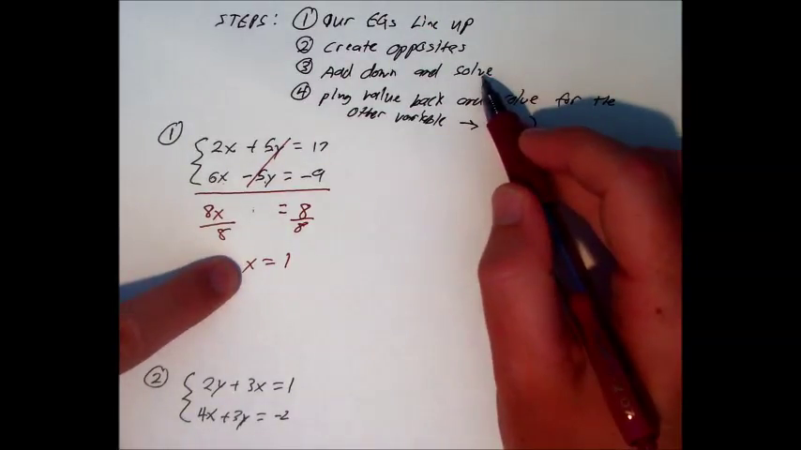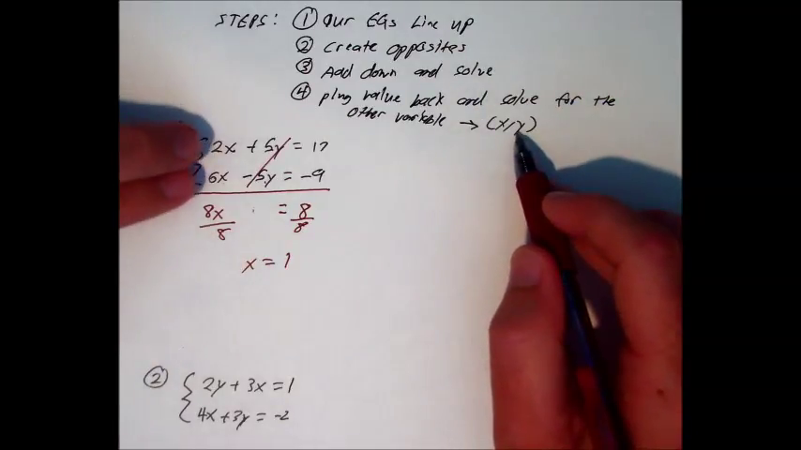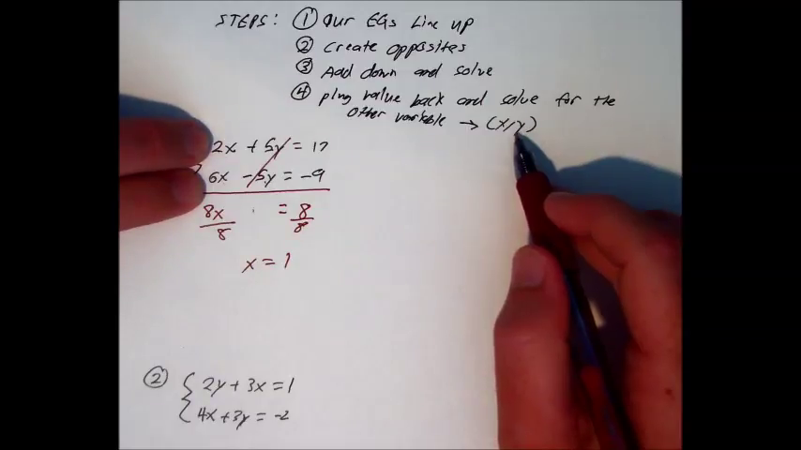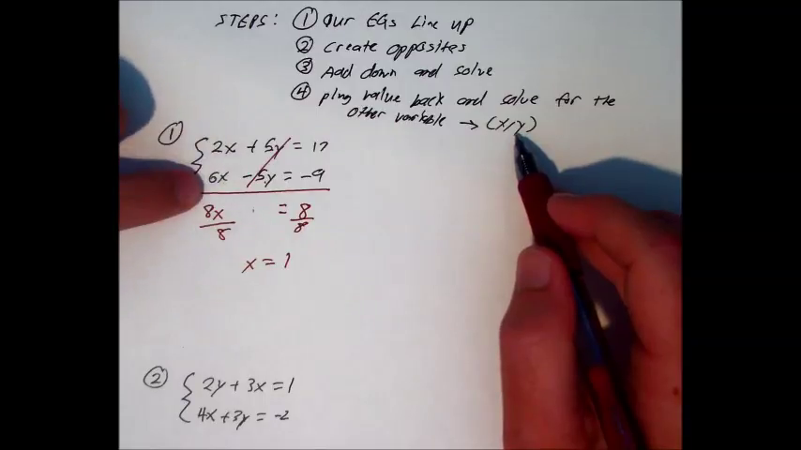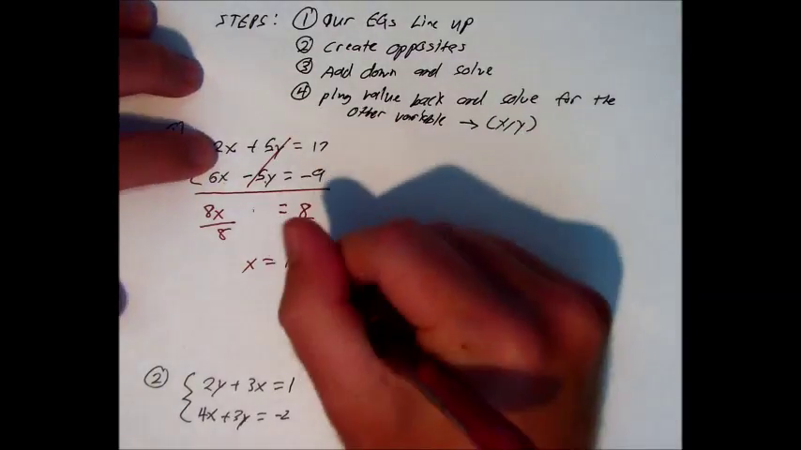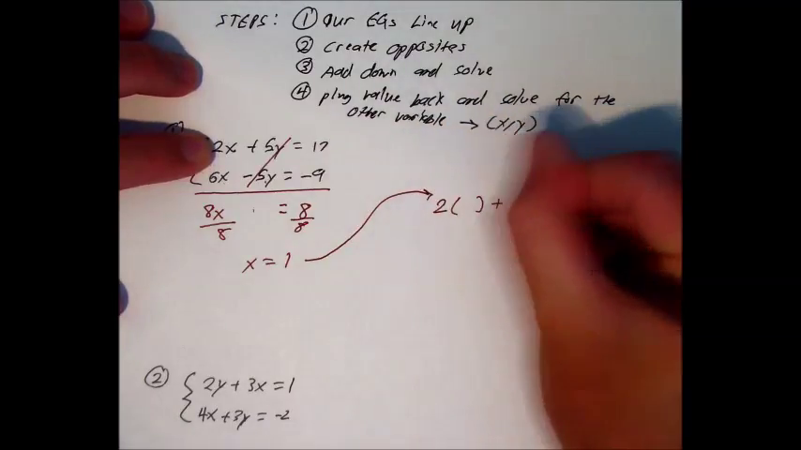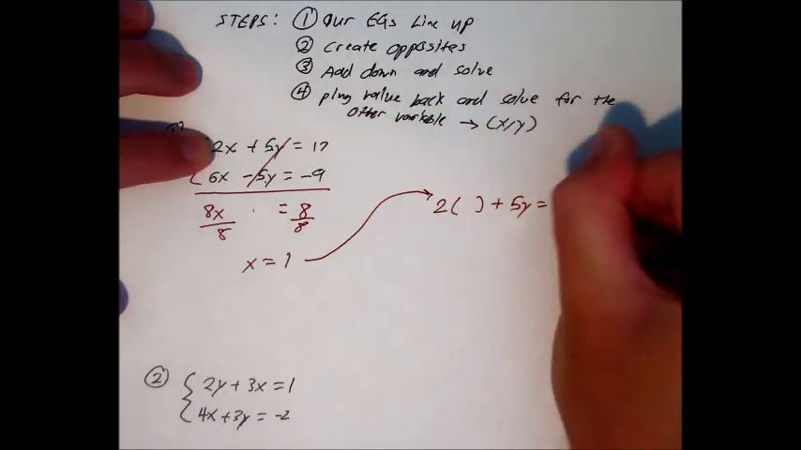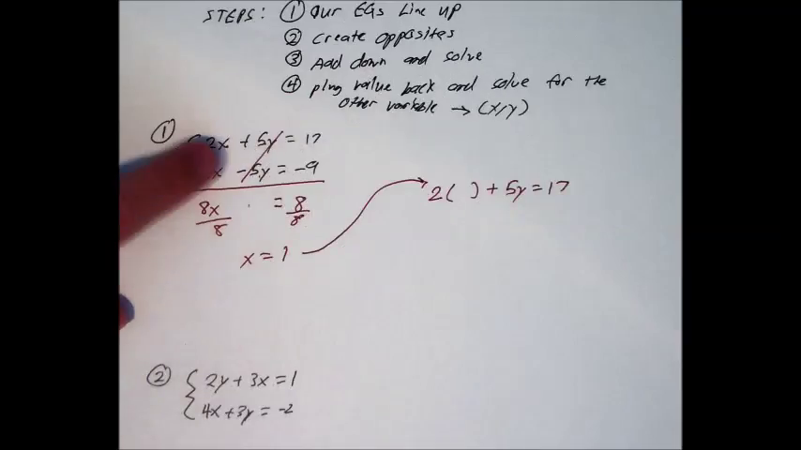And remember now, to get that y value, I need to plug this back in. Again, it doesn't matter which equation I plug it back into, so plug it into which one you think is easiest. I think the first one's easiest because I don't like to work with negative numbers. So I'm going to go ahead and plug this back into my first equation, 2x plus 5y equals 17. Notice I did my empty parentheses, and now I'm going to plug in x.